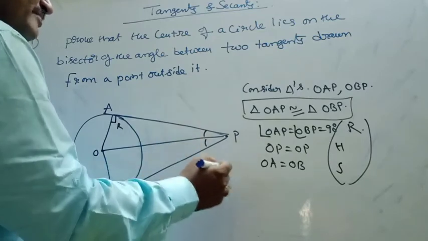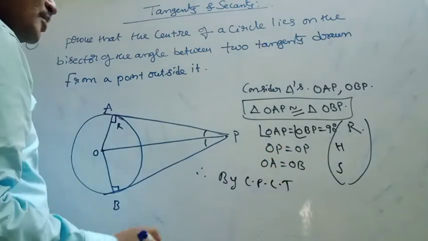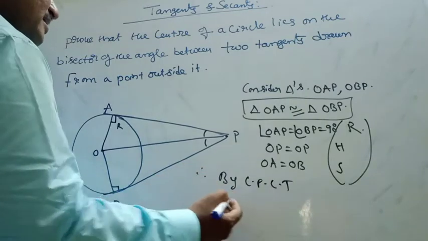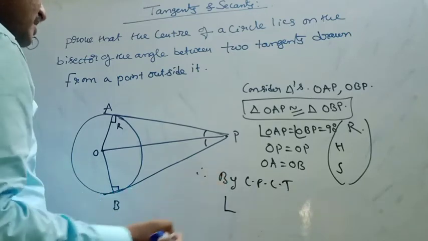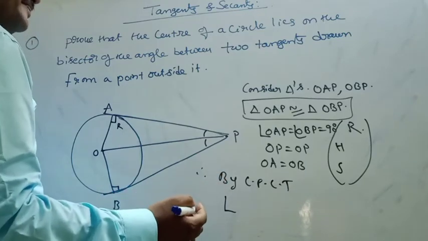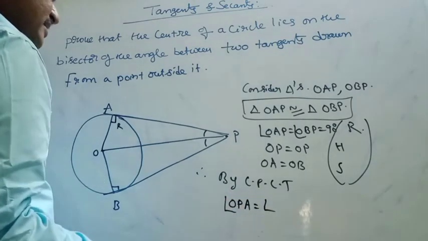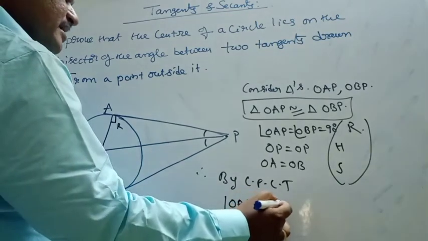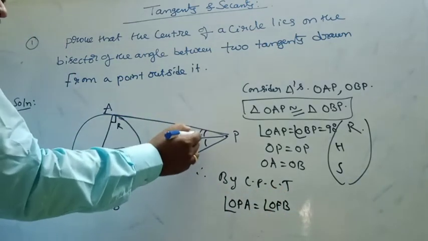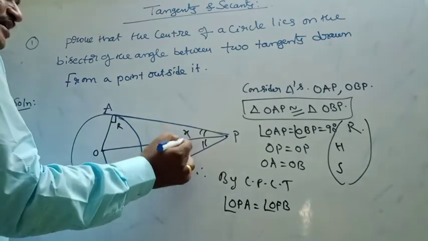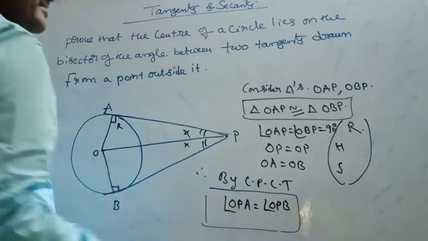Therefore, by CPCT, we can say that angle OPA is equal to angle OPB, because by CPCT we get this angle equal to this angle. That means if this is X, this is also X. And this is what we actually required to prove: angle OPA equals angle OPB.